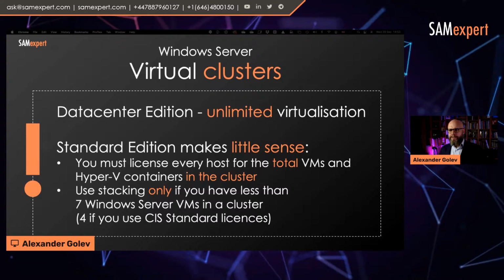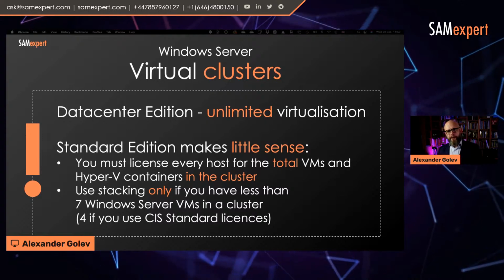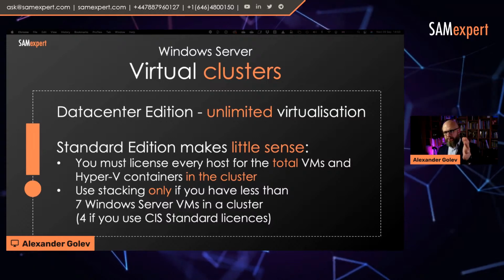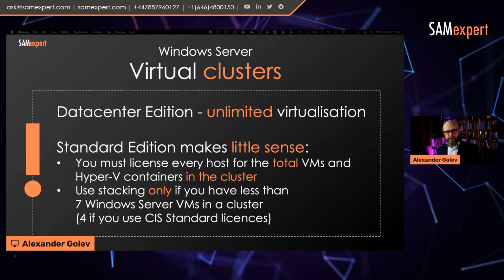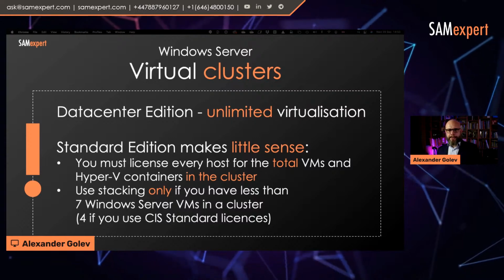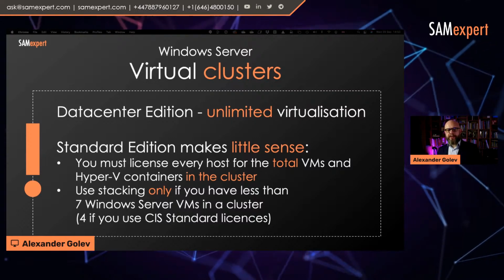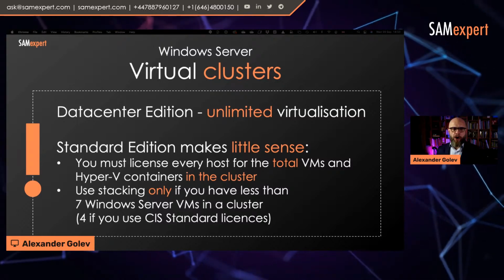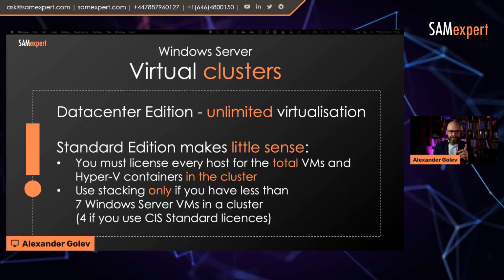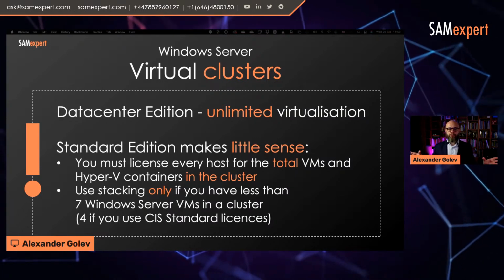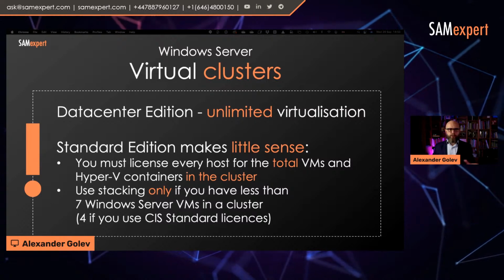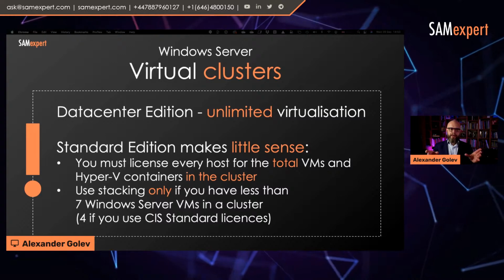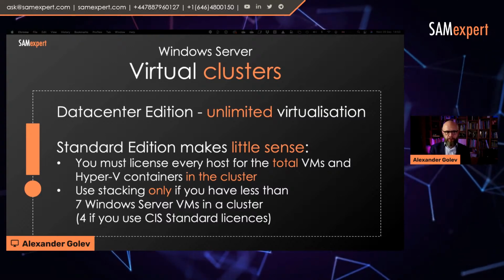But what if you use stacking? So Standard makes very little sense. As I told you, seven VMs in a cluster, or 4 VMs if you have the Core Infrastructure Server Suite. Using Standard licenses in a cluster only makes sense when it's a heavily Linux cluster and you have just a few Windows Server machines. Or, by the way, a good example as well, VDI clusters, where the majority of the VMs are Windows 10. You don't need Windows Server licenses for them. They're licensed differently. How they're licensed, I explained in the previous training, part 4.